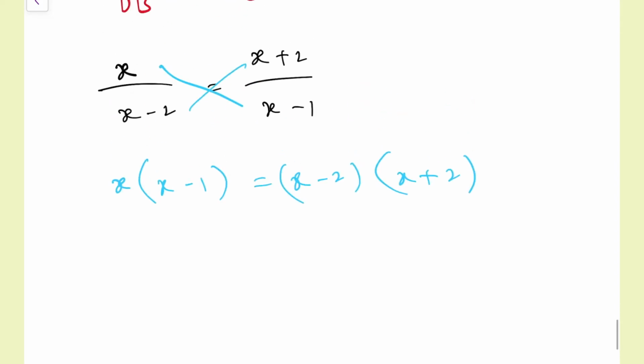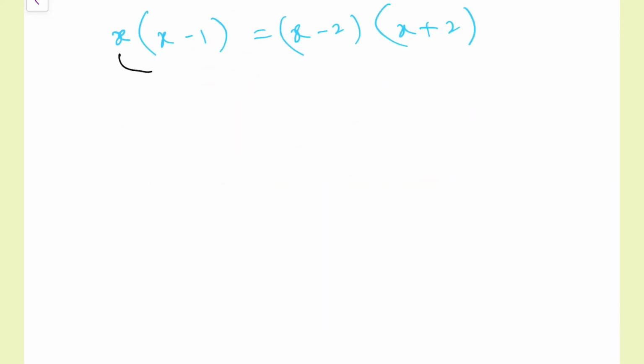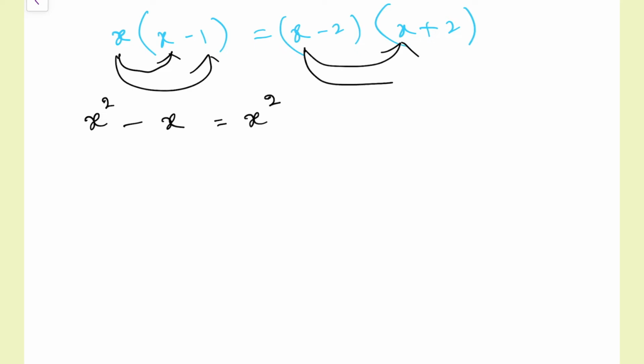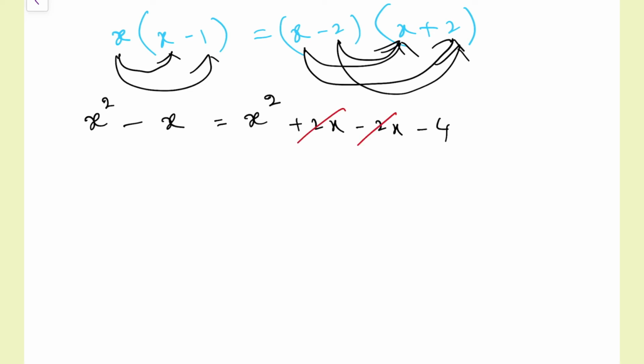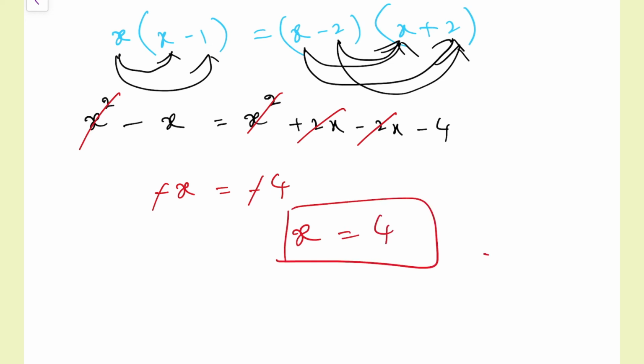This one. Outer one into first one, x into x, x square, minus outer one into second, x into 1, x, equals first one into first one, x into x, x square, first one into second one, plus 2x, minus 2 into x, minus 2x, minus 2 into plus 2, minus 4. Plus 2x minus 2x cancel, left side x square, right side x square cancel. So we remain with minus x equals minus 4, minus minus also cancel. Then the final answer is x equals 4.